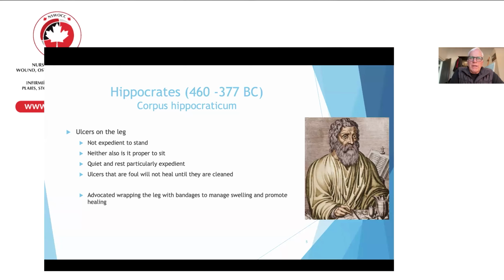History of how we manage leg ulcers really comes from the writings of Hippocrates, who recognized that leg ulcers were definitely a problem. And in his writings, he indicated that it wasn't expedient to stand, nor is it proper to sit. It's better to rest quietly, which is a particularly expedient way to help to improve the venous leg ulcers. He also recognized that if they're foul, in other words, smelling and what we would term infected, that they're difficult to heal until they're cleaned. And he did at that time advocate wrapping the legs with bandages to manage the swelling and to promote healing.